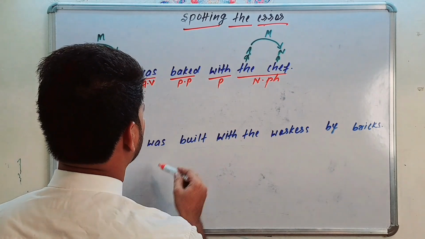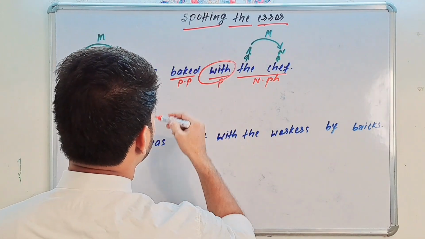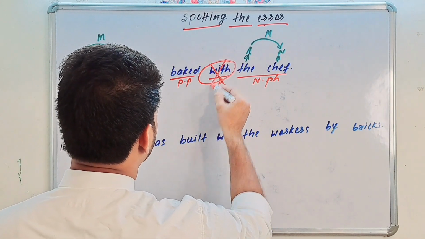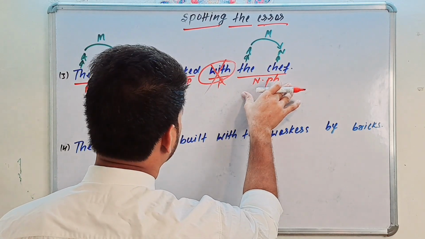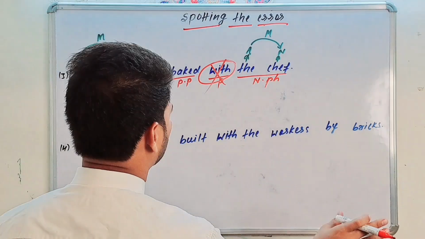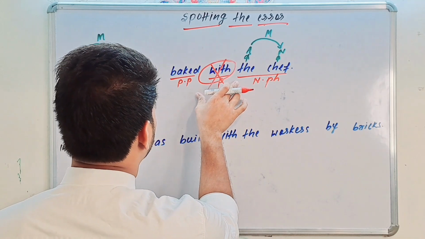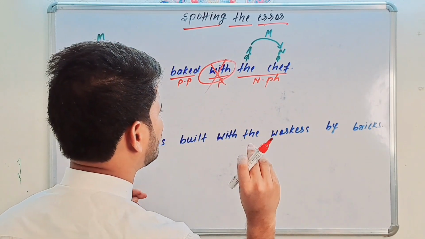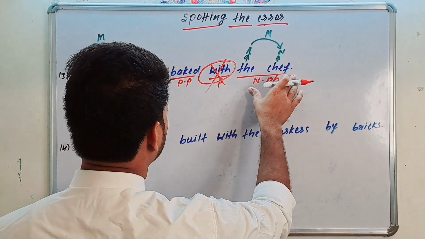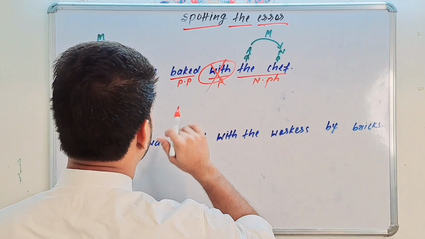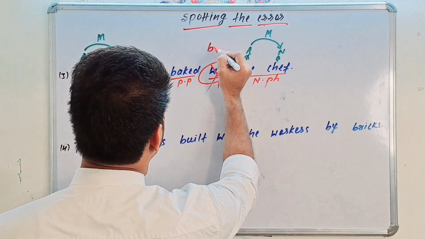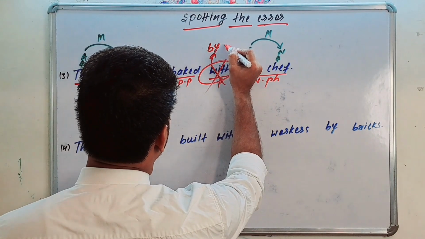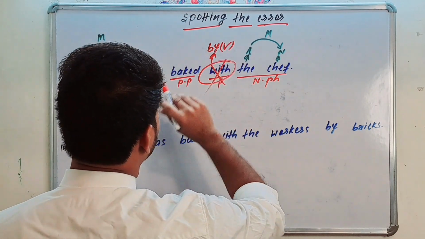So I spotted the error part here. See, this is the error part. Don't use the preposition with for any doer. Use the preposition with for any object, for something, not for any doer. So this is the error part. Use by in place of with. This is the right use.